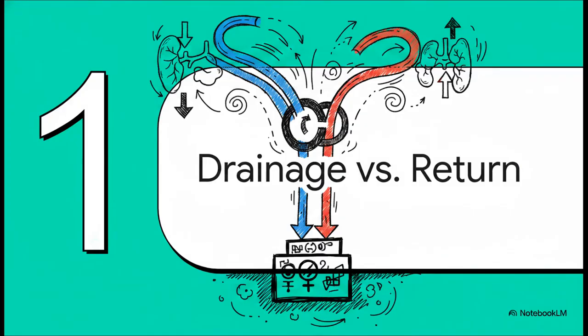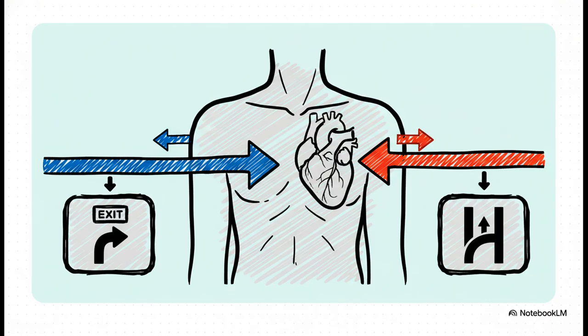Okay, so if we're going to build a common language, we have to start with the two most basic functions of any ECMO circuit. Everything, and I mean everything, comes down to understanding the difference between drainage and return. It really is this simple. On one side, you've got drainage. Just think of it as the exit ramp for blood leaving the patient's body. That deoxygenated blood gets pulled out and into the circuit. Then, on the other side, you have return. That's the on-ramp. After the machine works its magic, fresh oxygenated blood is sent right back to the patient. Drainage and return. Every single term we're going to talk about today fits into one of those two buckets.